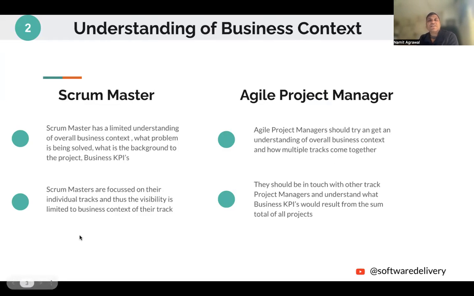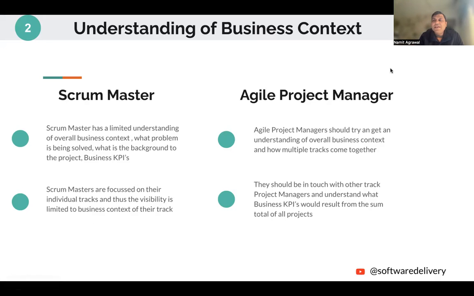Moving to the next key difference, this is how well they understand the business context. A Scrum Master would typically have a limited understanding of the business context: what problem is being solved, what is the background of the project, and what business KPIs would be impacted as an outcome of the contract being delivered. Scrum Masters are also very focused on their individual tracks, and thus the visibility is limited to the business context of their tracks only.